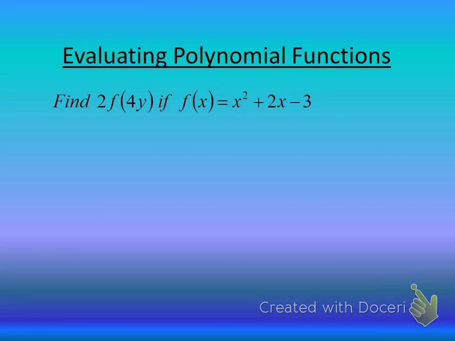So we're going to do the same thing. We're going to take this 4y, and we're going to plug it into the x's that are in f, right? Into there and there. Okay, so we're going to set this up. Equals 4y squared plus 2 times 4y minus 3.